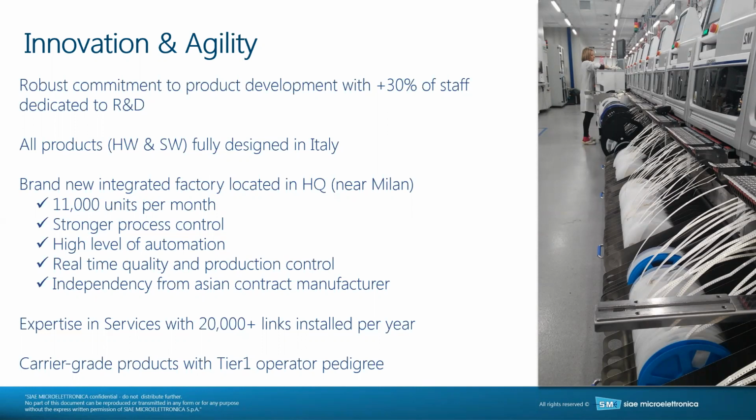Typically, we install about 20,000 links per year in Europe. Certainly, that's on the services side. And then the bottom bullet point here is we've been well into the carriers in Europe, the Middle East, and Latin America with the tier 1 pedigree. So you'll see on the next slide, let me just pull that up here.